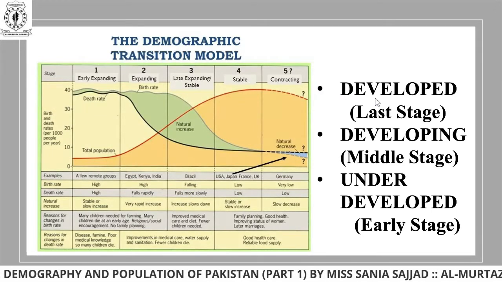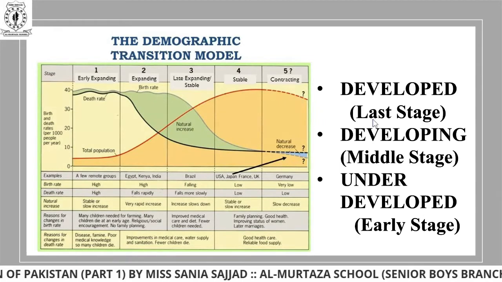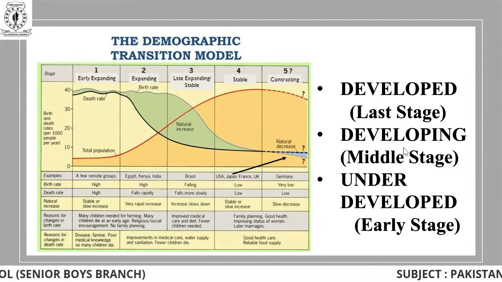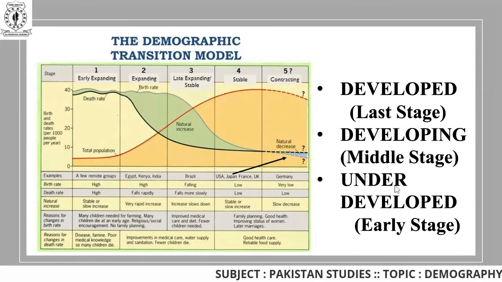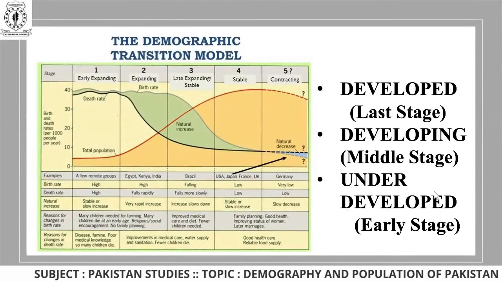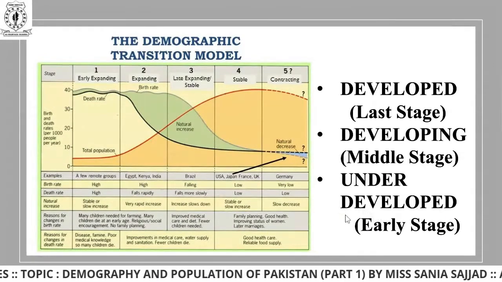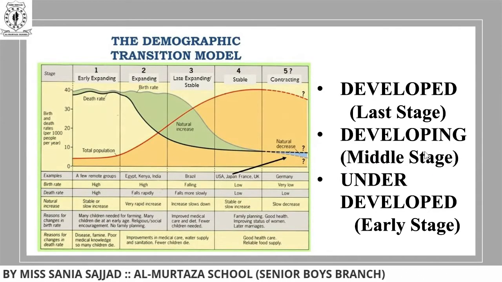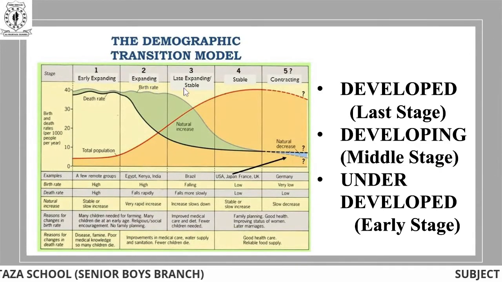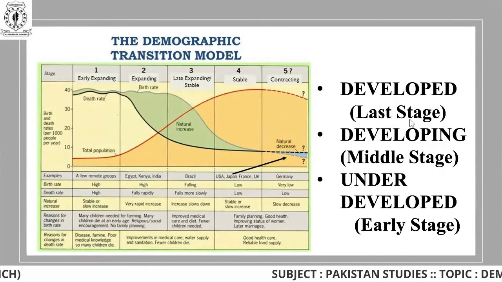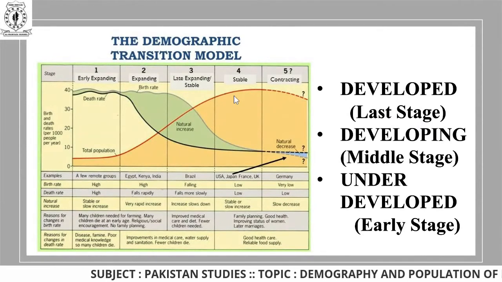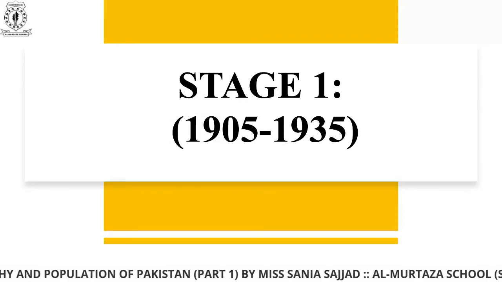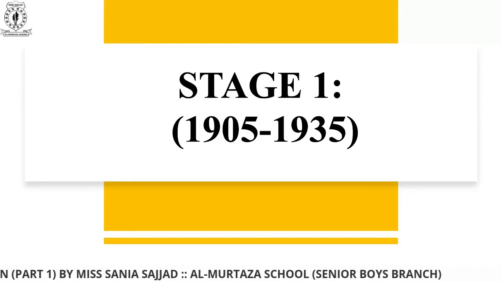The first stage is the underdeveloped stage, and the last stage is the developed stage, with the developing stage in between. When I'm talking about the underdeveloped stage, it is basically the early stage, the early expanding stage. Then the developing stage is the middle stage, which we are going to study in stage numbers 2 and 3, and then the developed stage is the last stage, which we are going to study in stage 4. Now, coming towards stage 1, 1905 till 1935.